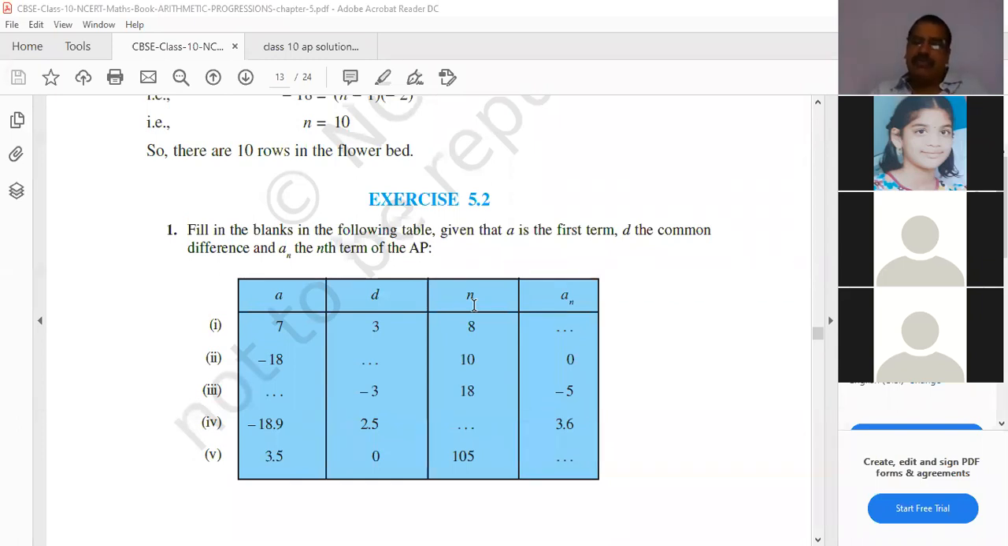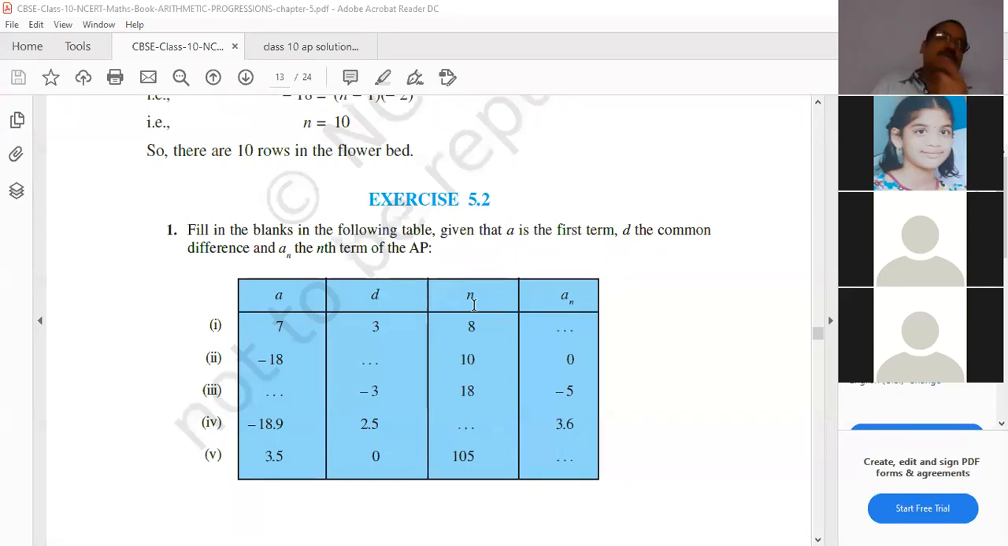Find the 16th term of an AP. That means A16 you have to find. You have to use the nth term formula. Finding a particular term of an AP means you have to use the nth term formula.